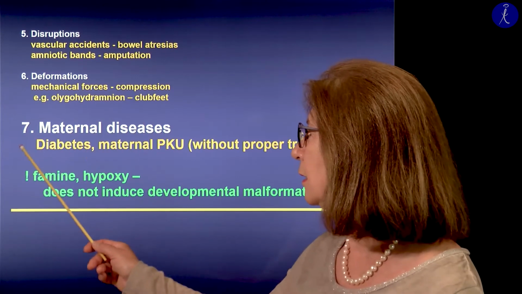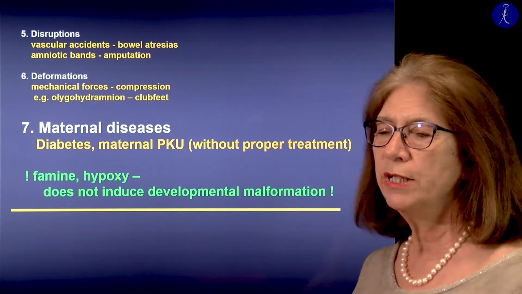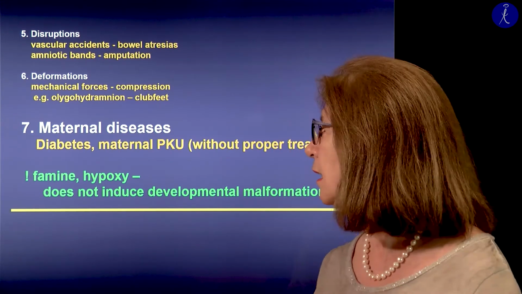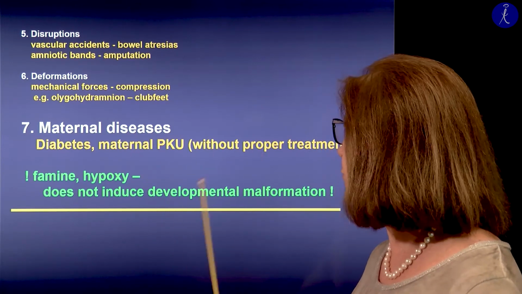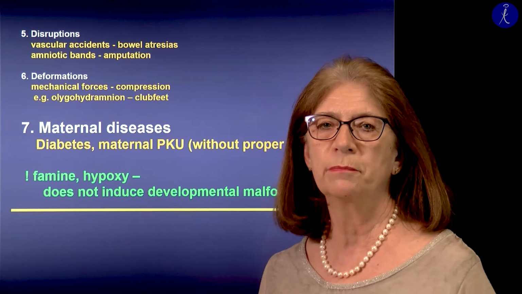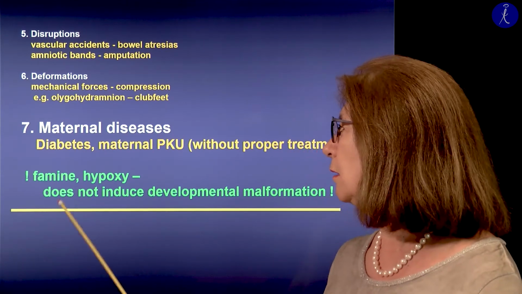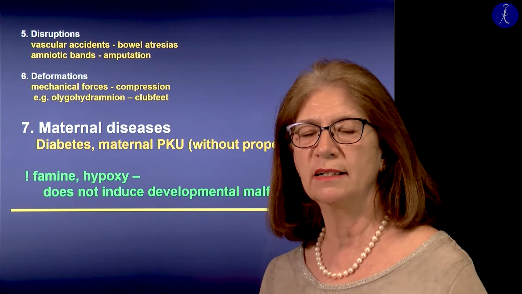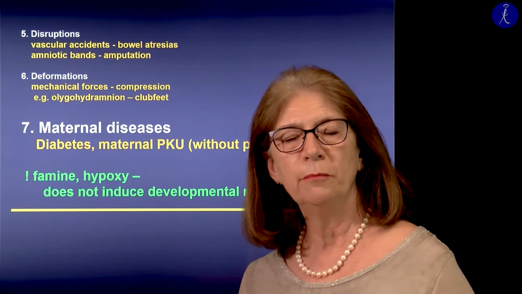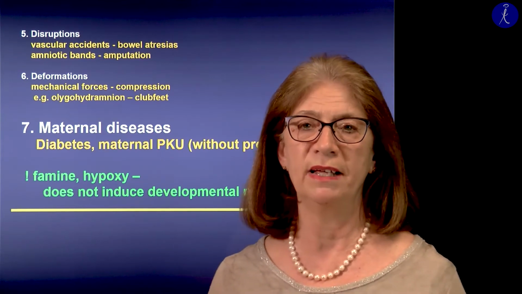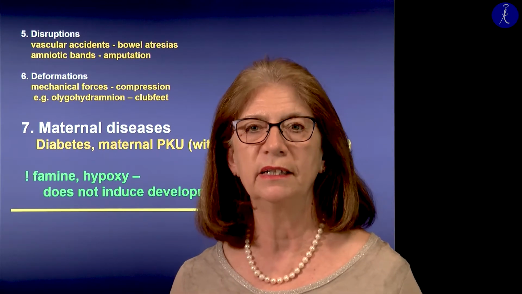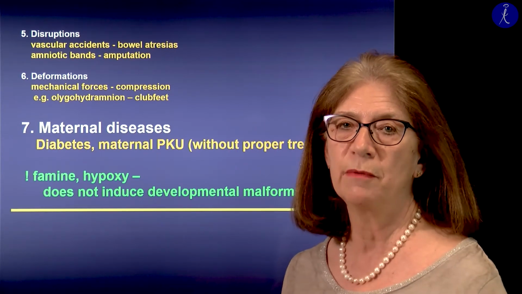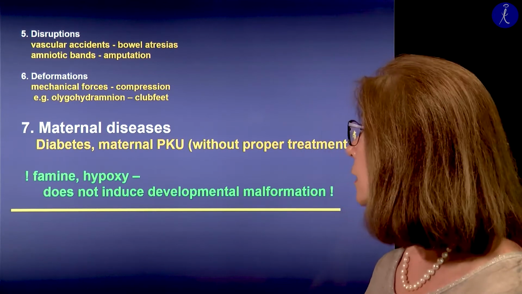Maternal diseases, if they are treated well, don't cause any malformations. But an untreated diabetes and an untreated maternal phenylketonuria may cause problems in the development. Famine and hypoxia don't cause any malformations. So if the mother doesn't have enough food to eat, then the babies may be underdeveloped, they may have small weight, they may be retarded, but they don't have malformations. So also with the hypoxia. They may be retarded, but they don't have malformations.